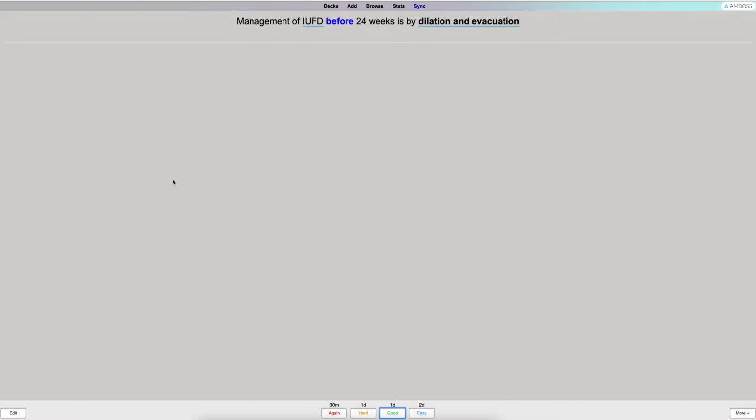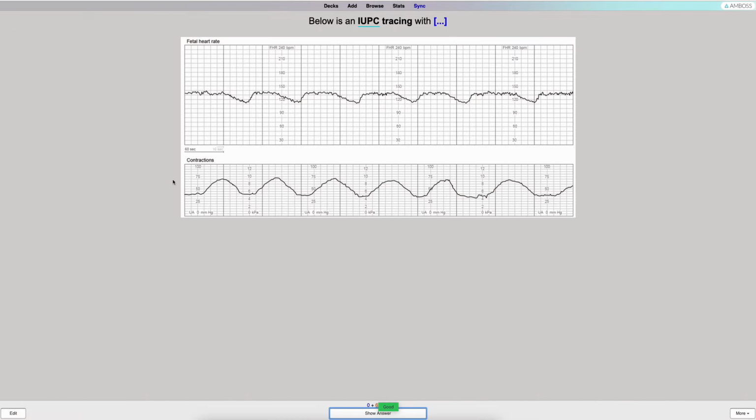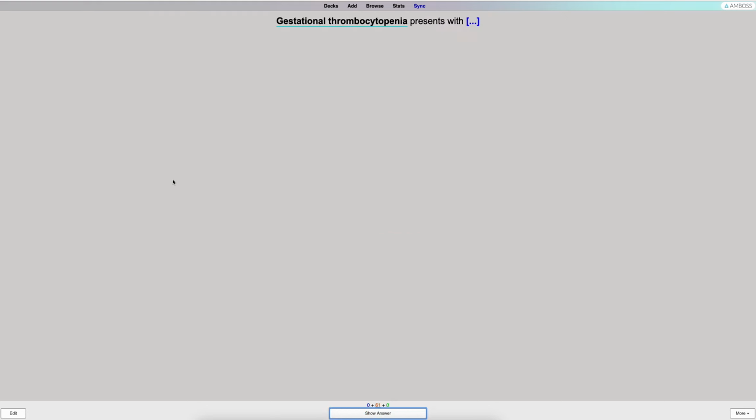Measuring of intrauterine fetal demise. Right below is an IUPC training. This even tackles thrombocytopenia, which presents with gestational thrombocytopenia. A progestin implant contains etonogestrel.